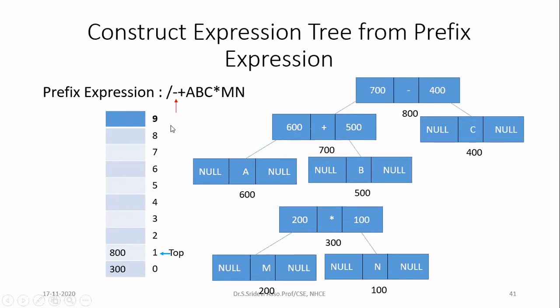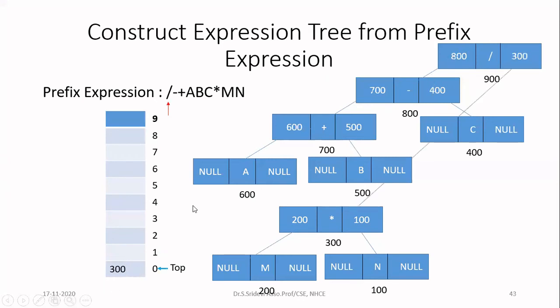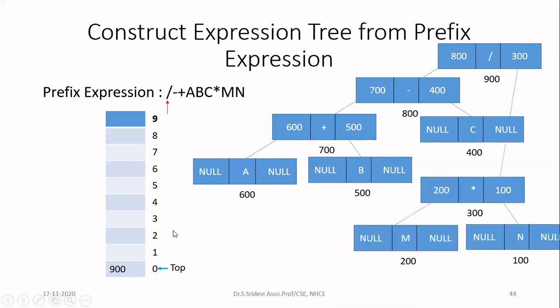Then I'm scanning the next symbol from the expression. It is divide. It is an operator. So I need to now create the new node for this operator. So this is done. After that, I'm going to pop 2 operands from the stack. So the first operand popped is 800. That will be now inserted as a left child. Then I'm popping the next address. It is 300. So 300 will be inserted as a right child. Then I need to push this address 900 on the stack. So now 900 is pushed onto the stack.